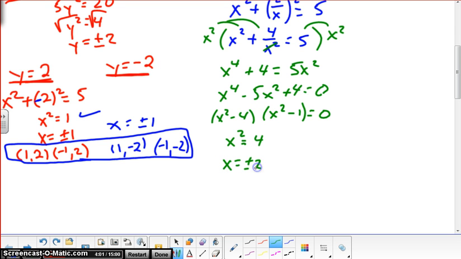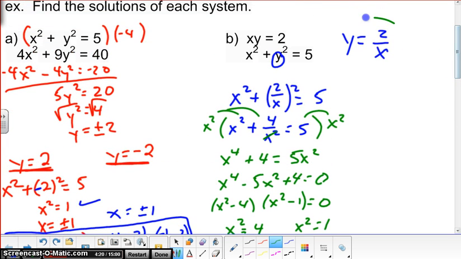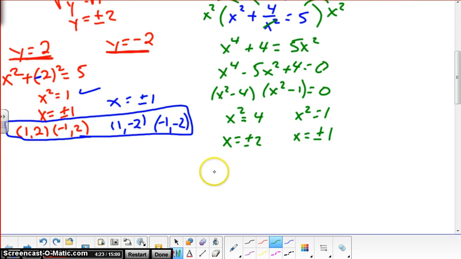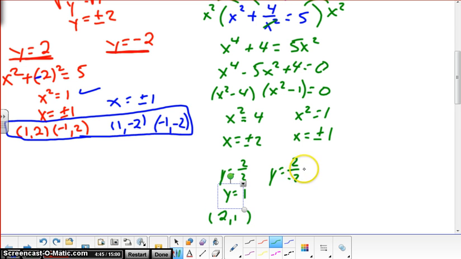So we get x equals plus or minus 2, as well as x equals plus or minus 1. Now let's go ahead and substitute this in, since I already have it solved for y equals 2 over x. So we get y equals 2 over +2, y equals 2 over -2. In this case, we get y equals 1. When x is 2, y was 1. In this case, we get y equals -1. So when x was -2, y was -1.